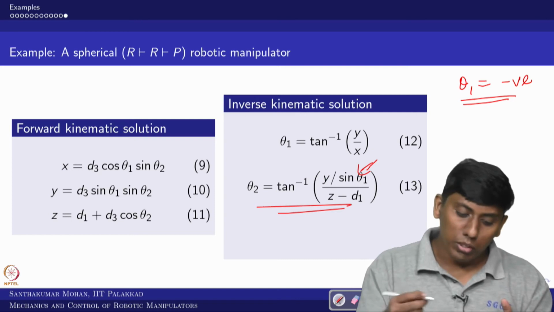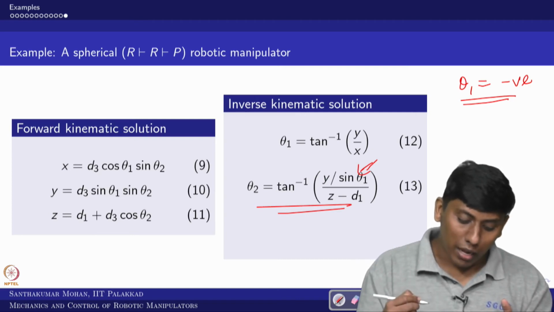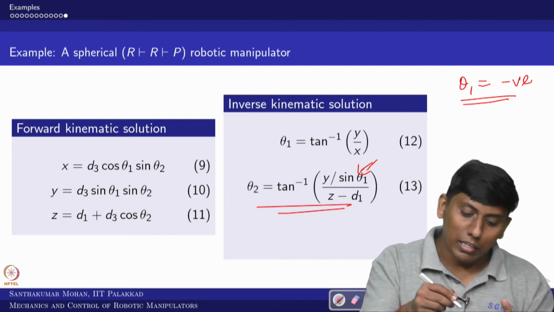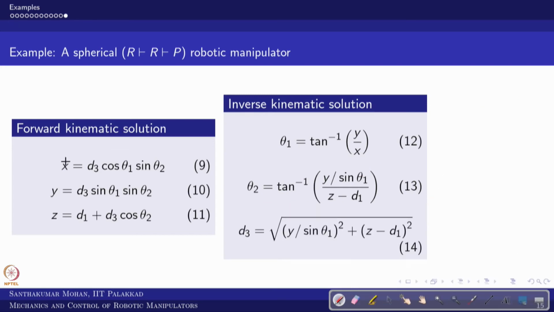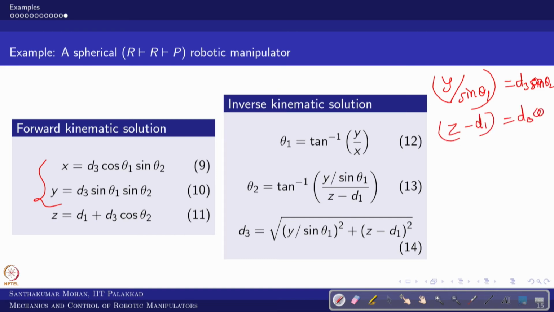Okay. Now what would be the d3 you need to have? d3 can be calculated in a number of ways. One way is to square and add these two, as we have done here. You can take y divided by sin theta 1, which is equal to d3 sin theta 2, and z minus d1 gives d3 cos theta 2. So you square and add, then take the square root, and this is what comes out.